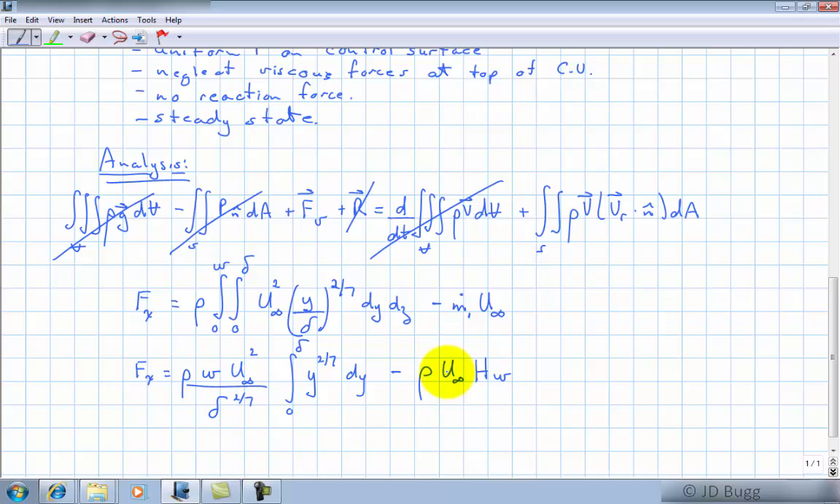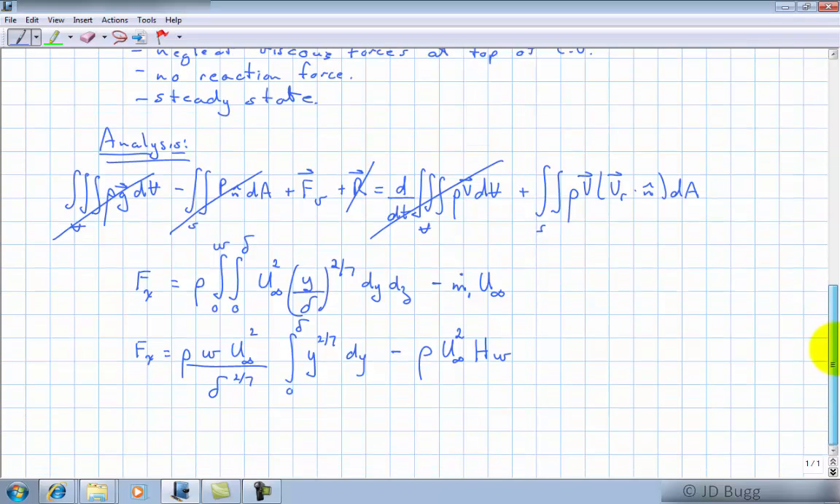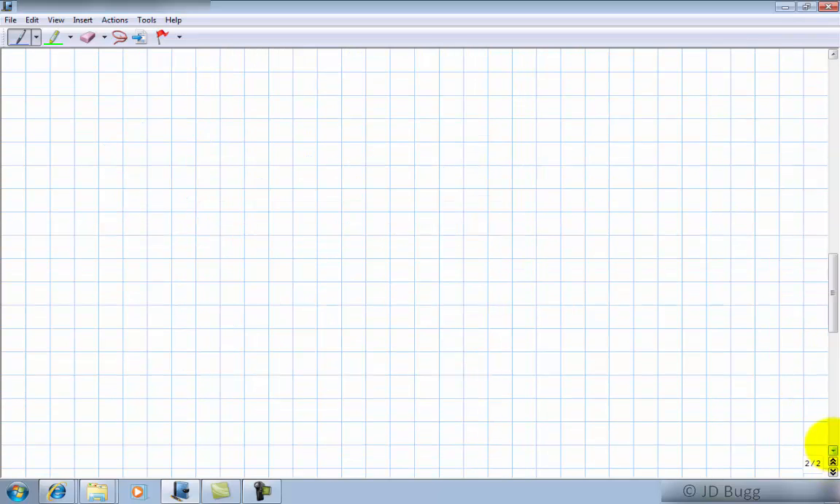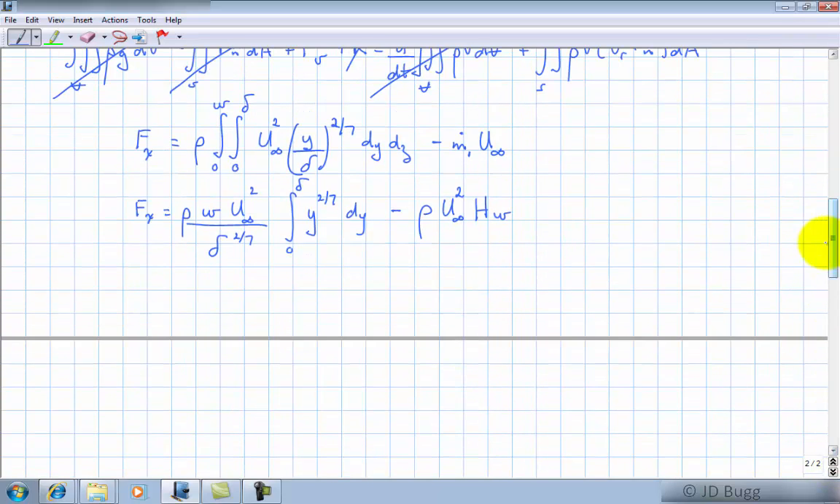So all of that stuff is the mass flow rate. So density times the velocity times area. But then we need to multiply it by velocity again. So I'll just put a squared there to get that. So that's our expression for the force in the x direction due to viscosity. So we'll continue to work with this, do the integration.